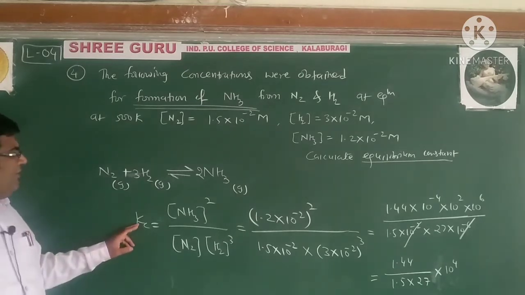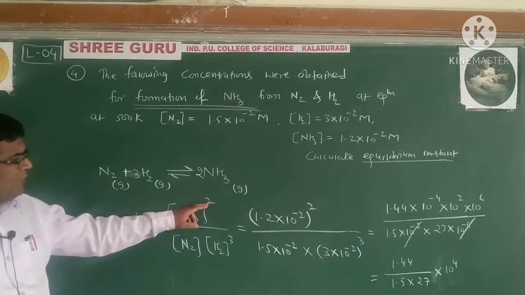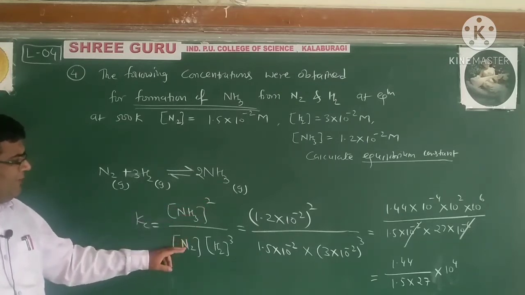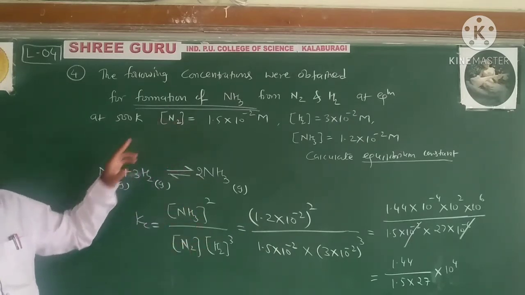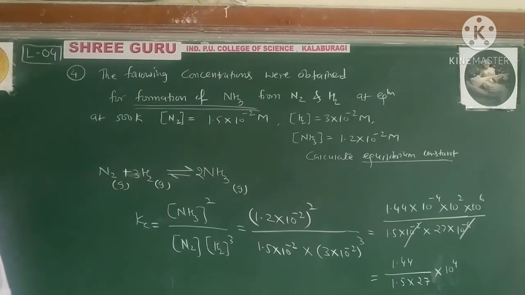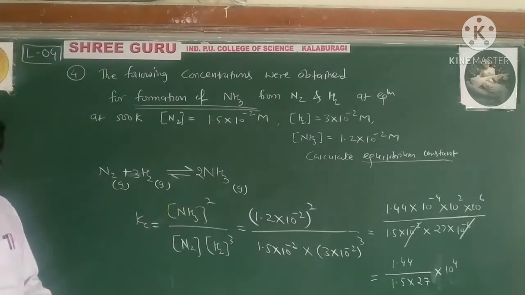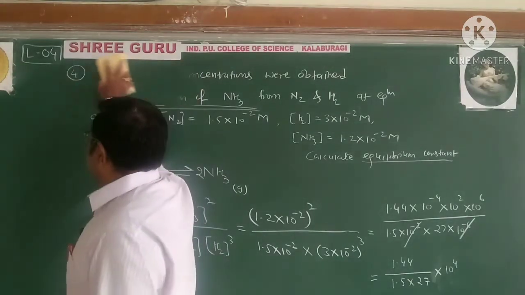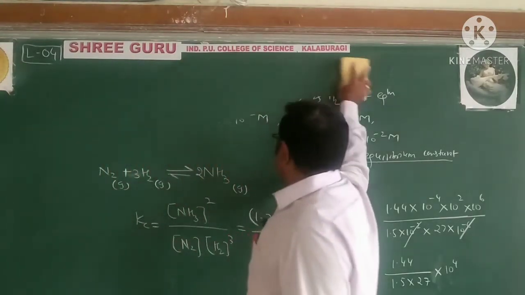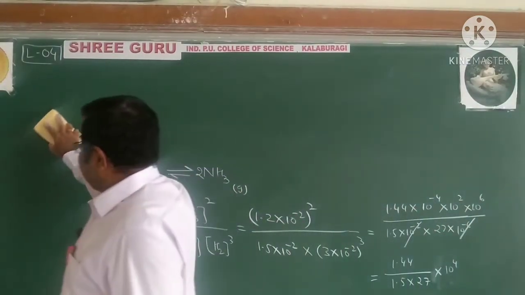So the equilibrium constant they asked for is for this kind of reaction: product concentration raised to its stoichiometric coefficient divided by reactant concentration raised to its stoichiometric coefficient. Values are given. Now I have to do the simple calculation. Only thing is that in the MCQs, the numbers will be such that you can easily operate. You need not use a calculator. But the concept you should understand. So this is regarding the equilibrium constant calculation.